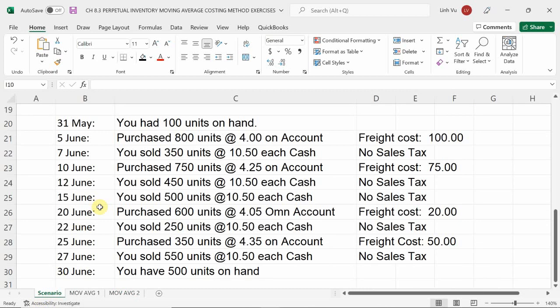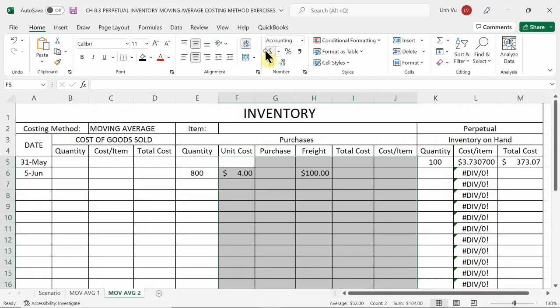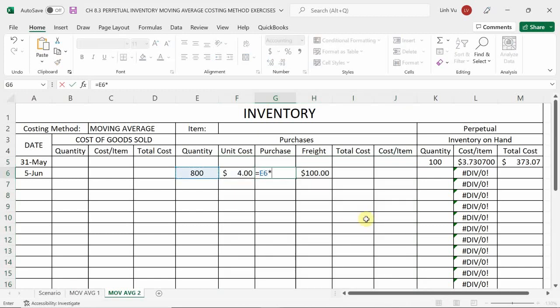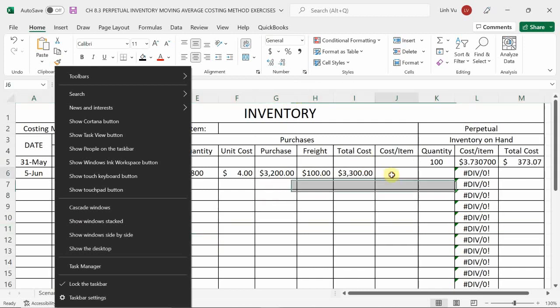Now we are on June 5th. We purchased 800 units at $4 each with a freight of $100. So what is my total purchase price? 3,200 plus 100 is 3,300. Now we need to change this because I have a new batch of inventory.